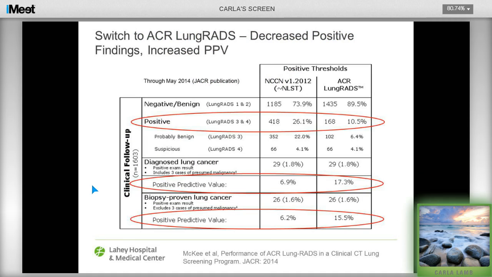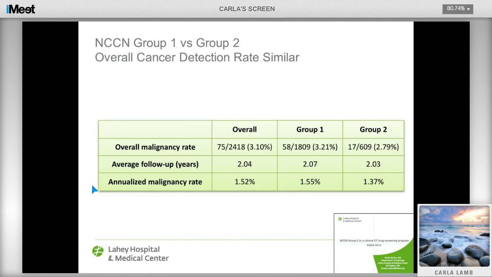The other thing that shifted over the last 4 years is the threshold for a positive Lung-RADS screen. They shifted the nodule size to 8 millimeters, and that markedly reduced false positives.